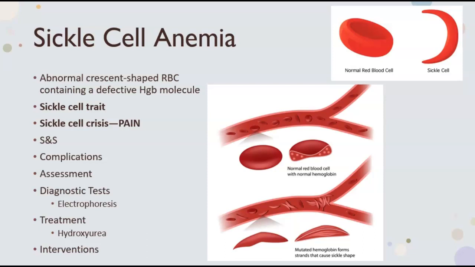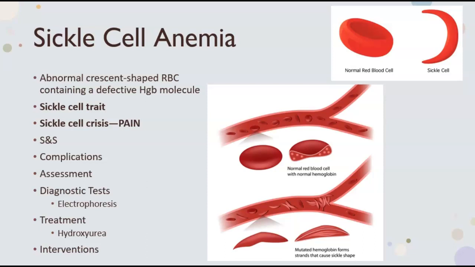Diagnostic tests. There is a thing called electrophoresis of hemoglobin. Basically, this is going to detect if the hemoglobin is a sickle cell. Their hemoglobin and hematocrit will be low. Their white blood cell count will be increased if the sickle cell crisis is associated with an infection. Skeletal x-rays will show bone deformity and flattening.